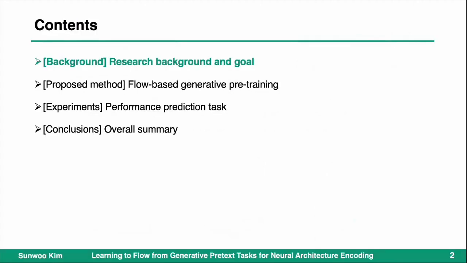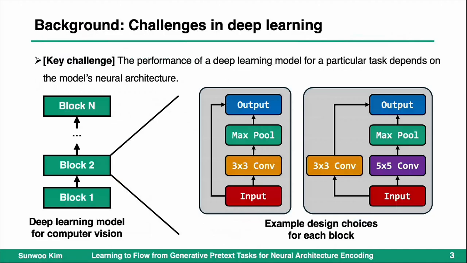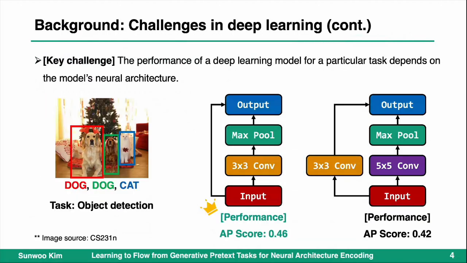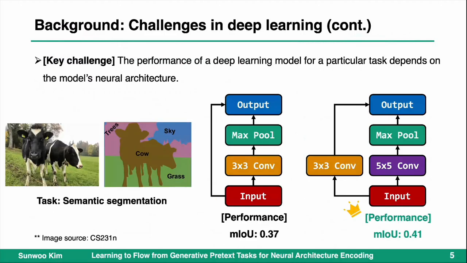We start with the research background and goal. Deep learning architectures offer diverse design choices, each of which can affect task performance. Below, we consider the two choices for a computer vision model. The left model can outperform the right one in object detection, while the opposite may happen in semantic segmentation.